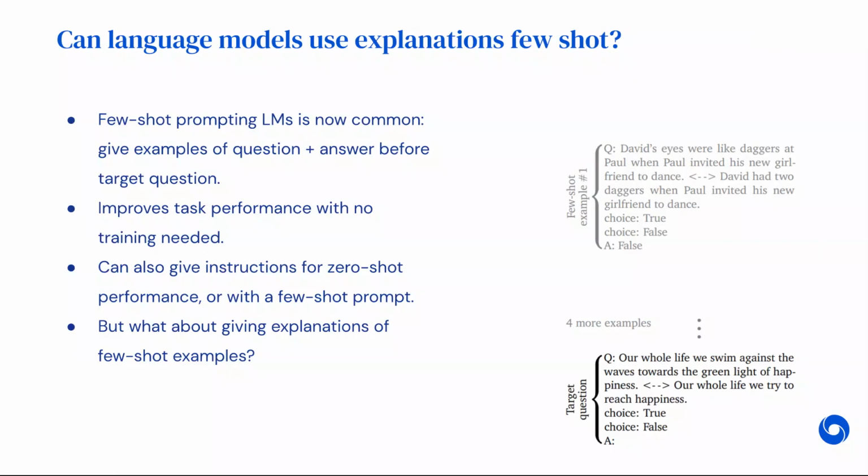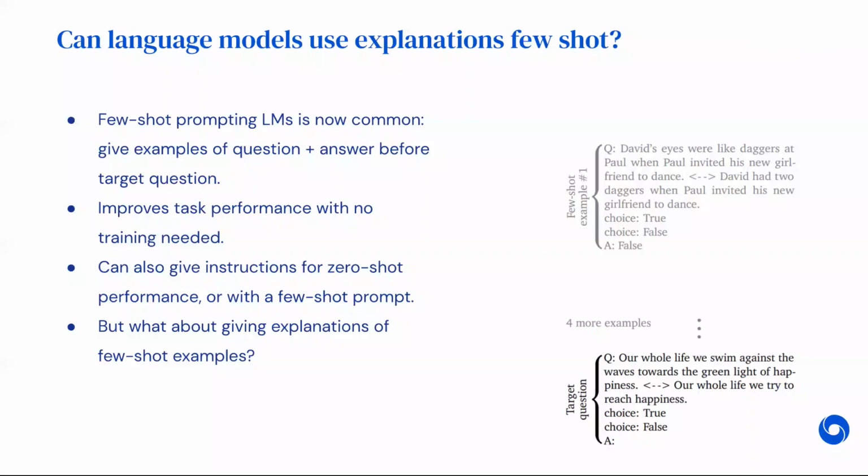So in this work, we wanted to explore whether giving explanations to language models could improve their few-shot performance. Few-shot prompting is a fairly standard paradigm for large language models now, where you give examples of a question of the kind you want the model to answer and the type of answer that you would like it to give. And it's been shown that this method can improve task performance with no training needed.